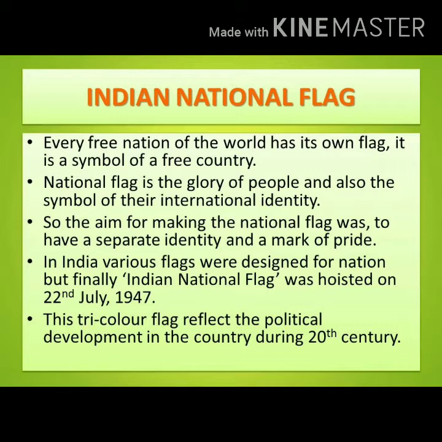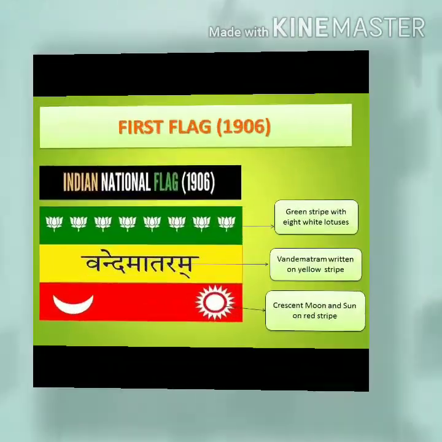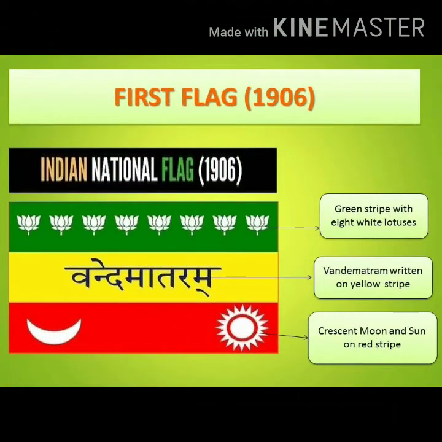The evolution of the national flag reflects the political development in the country during the 20th century. The evolution of the national flag was completed in several stages. The first stage, 1906. The first national flag was hoisted on 7th August 1906 in the Parsi Bagan Square, Green Park in Calcutta, now Kolkata.